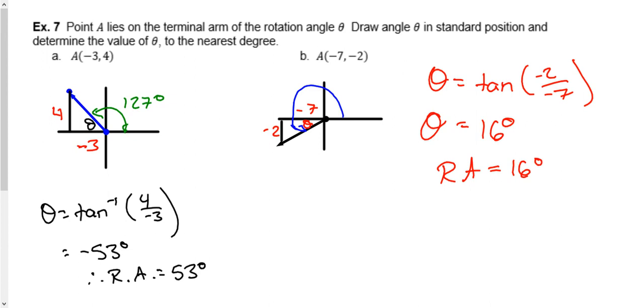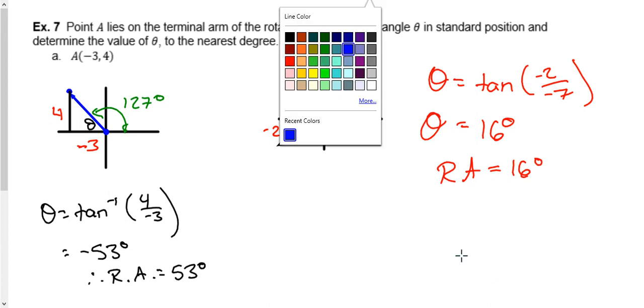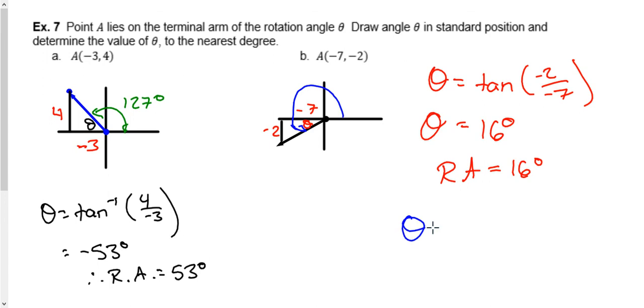And so to find my standard angle, I'm going to go theta equals 180, because that's that flat line there, plus another 16. So 180 plus another 16 is 196 degrees. And there we go. That's the end of lesson 1.